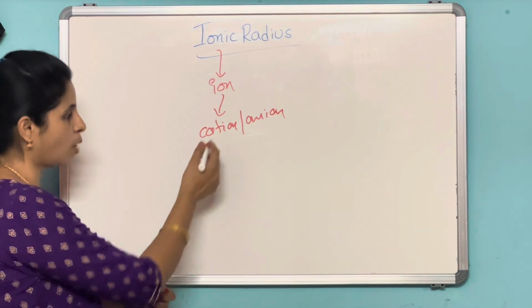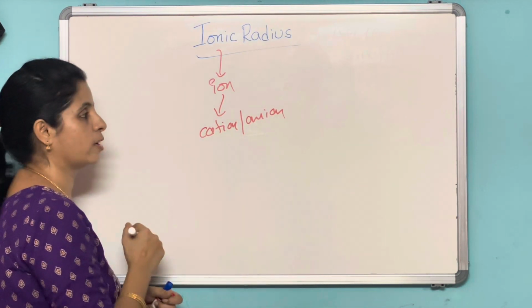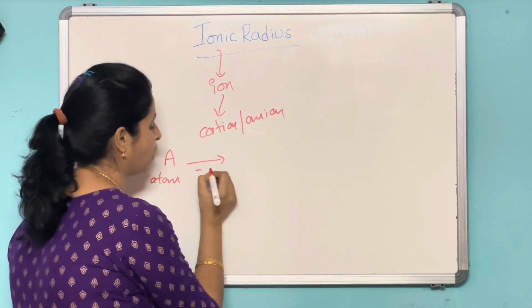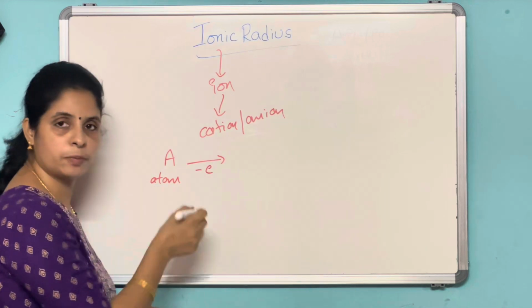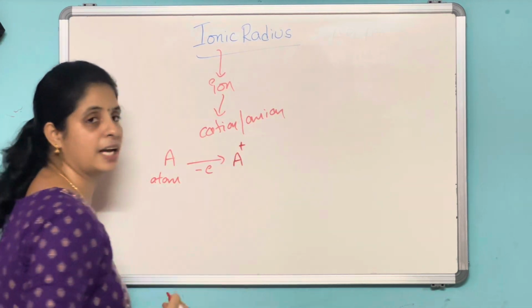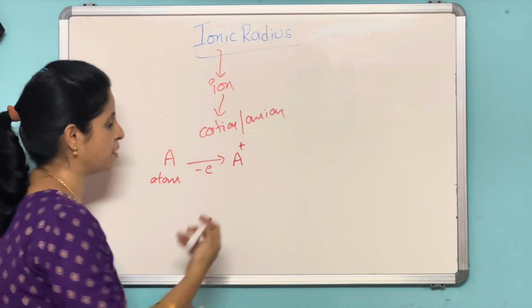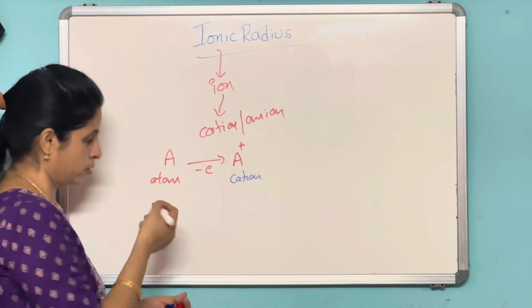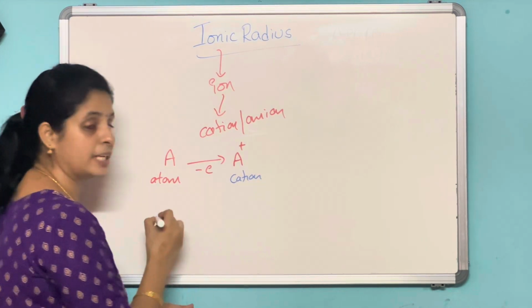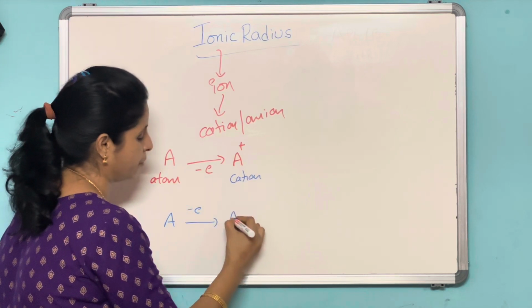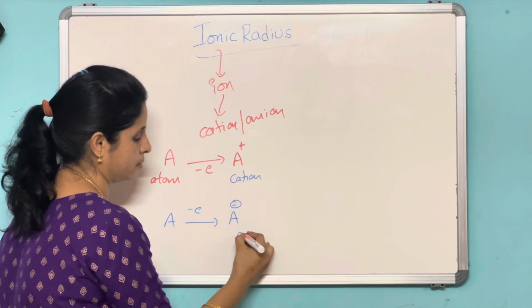Here, how is the cation formed and how is the anion formed? For example, from this atom, if we remove one electron, A will become A plus. So here it is a cation. And to the atom, if we add one electron, that will become an anion.